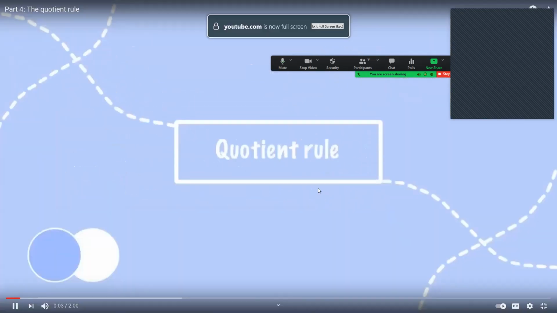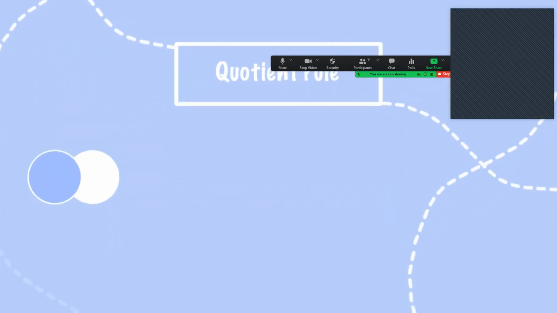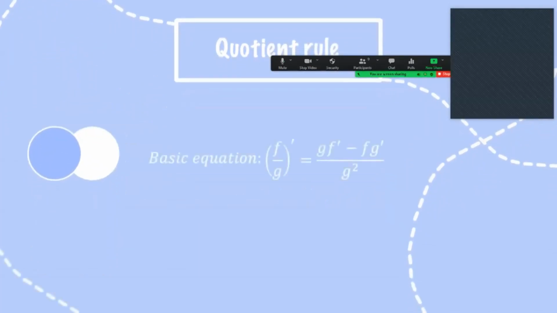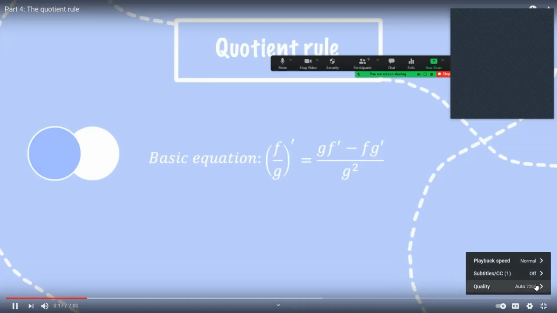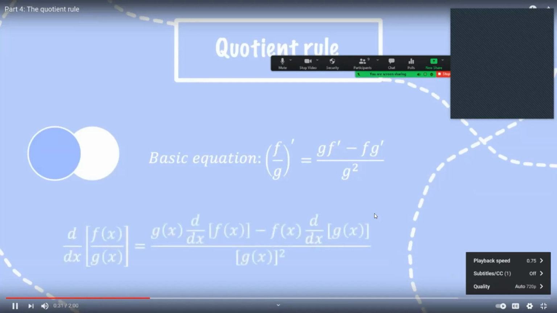Okay, moving on to the quotient rule. For the quotient rule, our basic equation is: when you have two functions, f and g, and you need to find the derivative of f divided by g, you can use (g times f prime minus f times g prime) divided by g squared. And again, long complicated equation. Yeah, you can remember that if you want, but I suggest the basic equation that I will be doing.